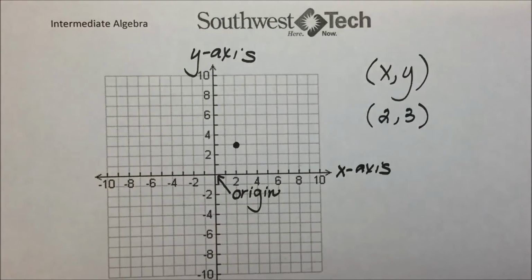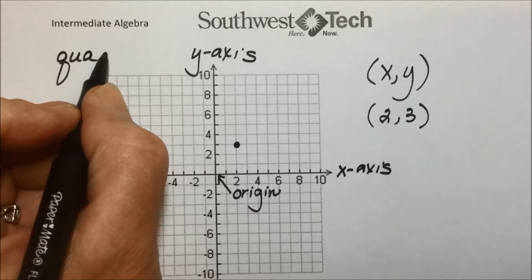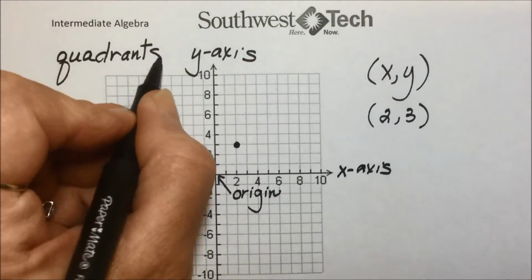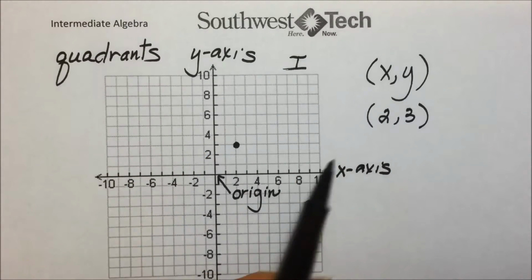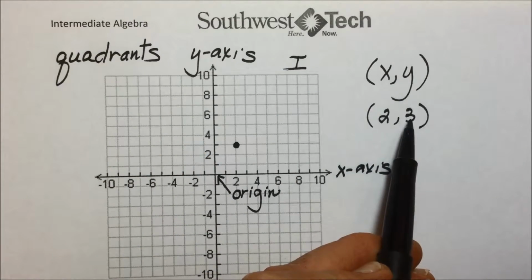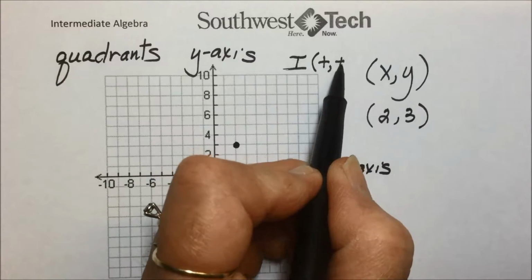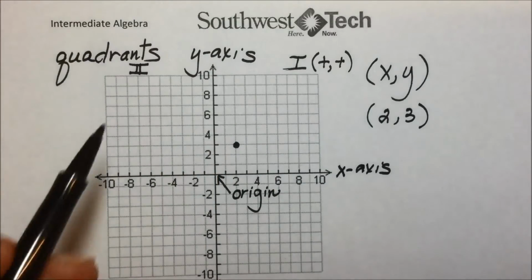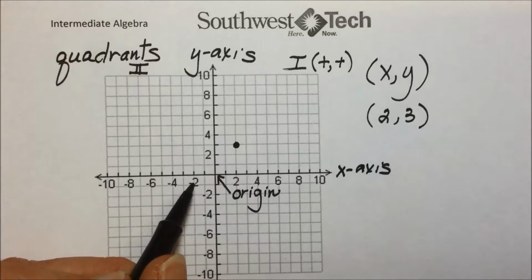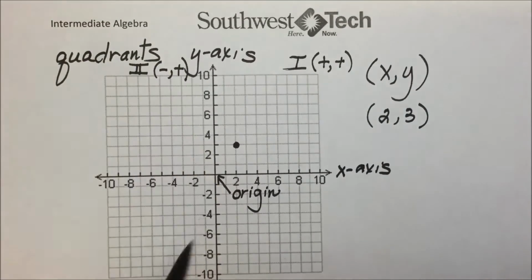Now, another piece of information of interest is where these points are located. The x and the y axis divide the plane into 4 regions called quadrants. And the first quadrant is always here in the upper right-hand corner, where both the x and the y coordinate, as we saw in this example, are positives. The numbering goes counterclockwise. We'll see that points that land in the second quadrant have negative x's and positive y's.